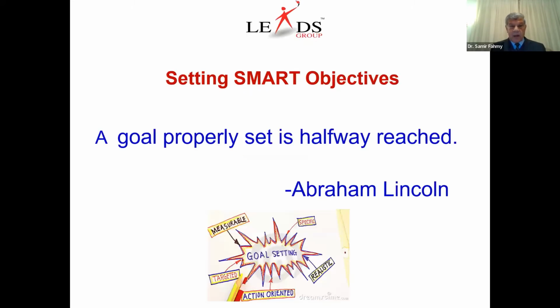So to confirm what Dr. Ahmed said, a goal properly set is halfway reached, Abraham Lincoln. This is very important because you might exert some effort to set a SMART or a SMARTER objective, but bear in mind, once you make it clear with concrete examples, then this will be the yardstick for your future success.